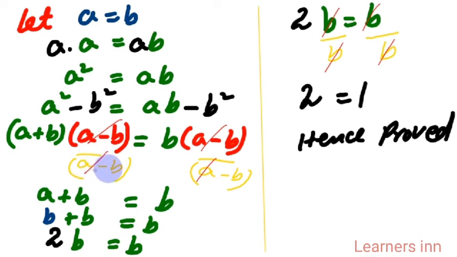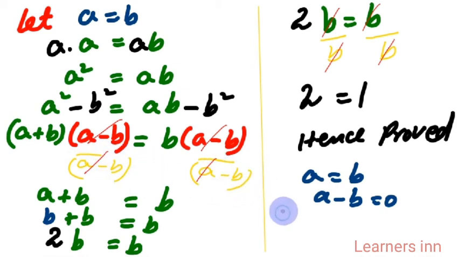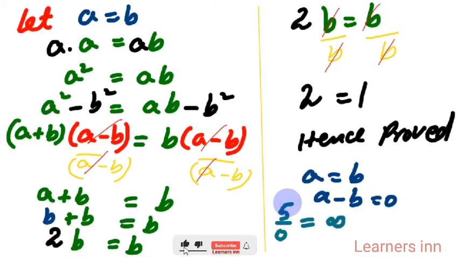How does it become 0? A is equal to B. If we say that A is equal to B, it means A minus B is equal to 0. So here, we divide both sides by A minus B, which means 0. You know, when a number, for example 5, is divided by 0, that will be equal to infinity. If you know that a number divided by 0 is equal to infinity, that is cool.